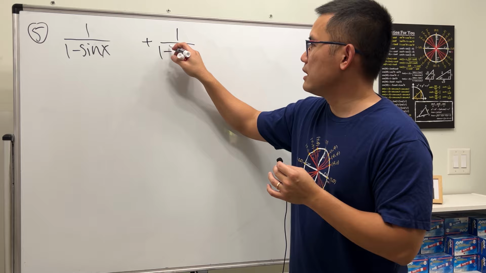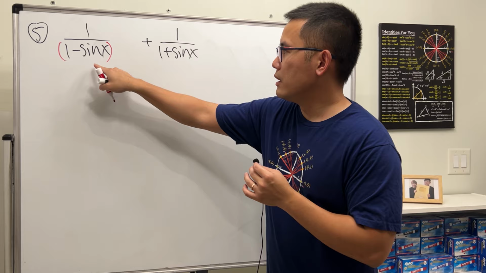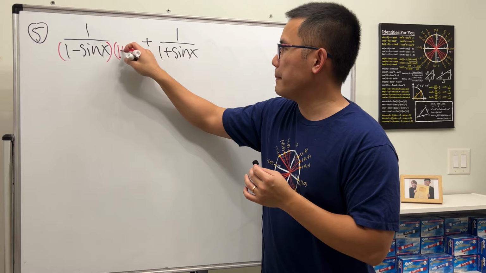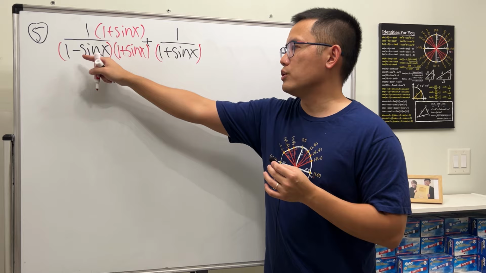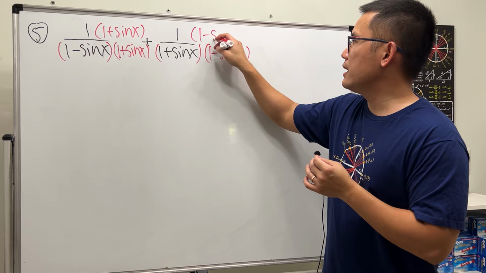All right, here is our first denominator, but I need this right here as well. So let's go ahead and multiply by 1 plus sine x on the bottom and also on the top. Same thing here. This is 1 plus sine, so that means we should also have that 1 minus sine. So let's go ahead and multiply this here and on the top as well.